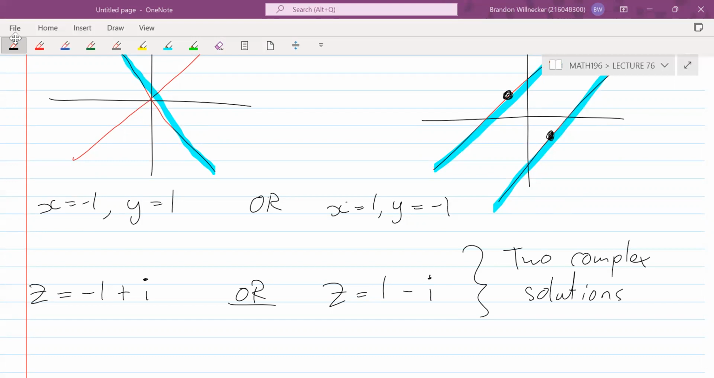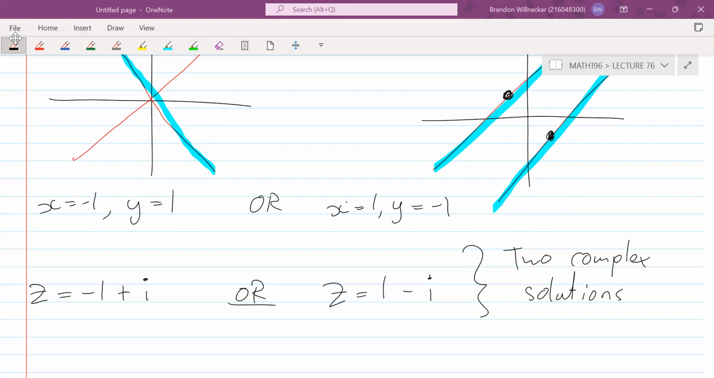If we got something like z equals 2, then that would be a real solution. Or we could imagine that as a complex solution where the imaginary part is just 0. Either way, you can think about it like that. But here these are definitely two complex numbers.